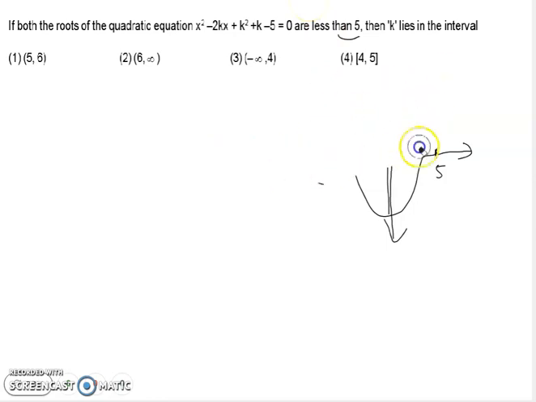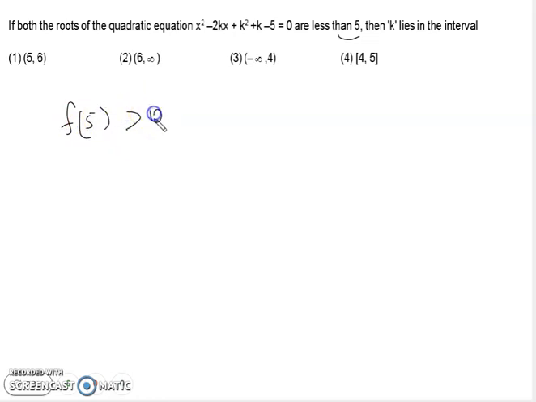Directly we are going to solve this question. Putting x equal to 5, we will get f(5) greater than 0, right? And what is the value of f(5)? You can write 5 square minus 2k into 5, and plus k square plus k minus 5. Are you getting my points, guys?